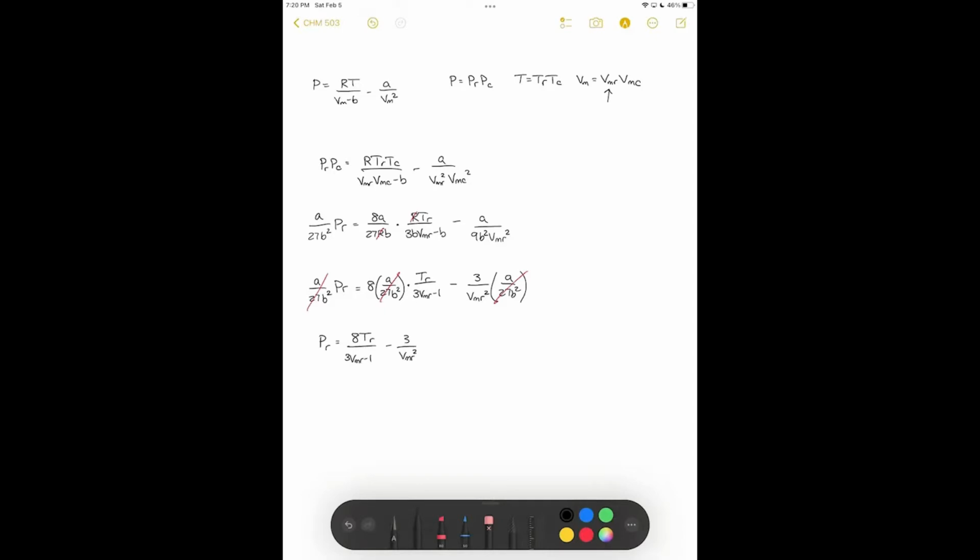And this is our law of corresponding states. This relates the reduced pressure, temperature, and volume of any gas based on its critical point alone, without resorting explicitly to any individual parameter.